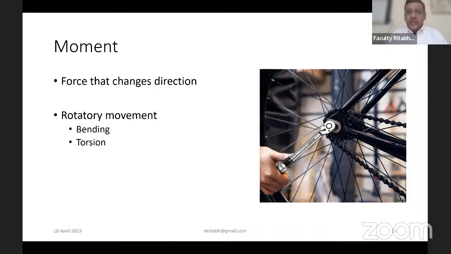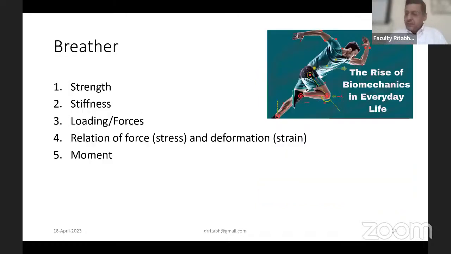So to take a breather, we have understood what the strength of a material is, that is how much load it will take before it fails. Stiffness is how much it will resist deformation. Loading forces are axial, bending, and torsional. We have understood the relation of stress and strain, and we have been introduced to the word moment, which is a type of force that changes its direction as it is applied.